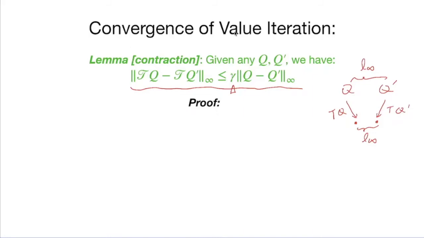I have a question. Yeah. So in the previous lecture, we proved the contraction between Q and Q star, but here we are proving it between Q and any Q prime, right? Why are we doing that?